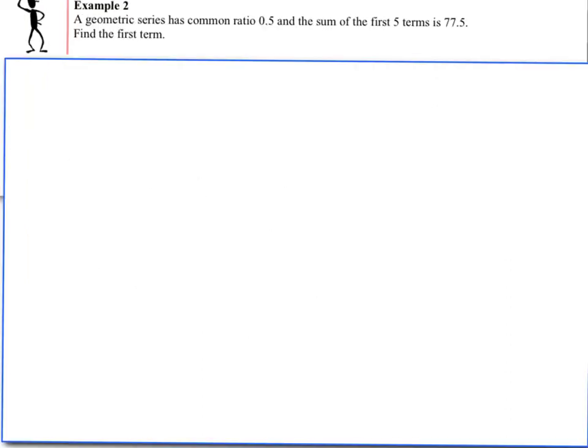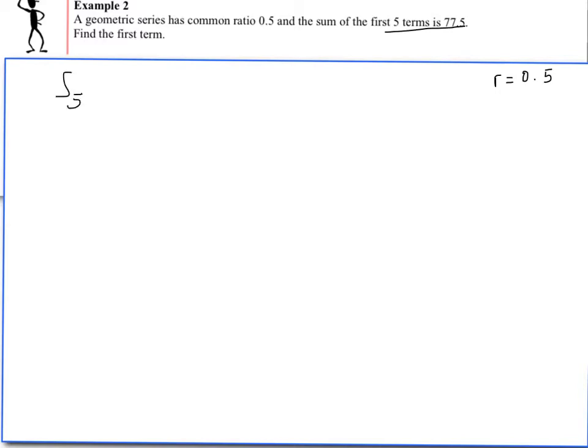Okay, so over here let's look at example 2. A geometric series has a common ratio of 0.5, so let's write that down. And when you're doing these sorts of questions, it's good to write down what you've been given. The sum of the first 5 terms is 77.5. So we know that, and we need to find the first term.